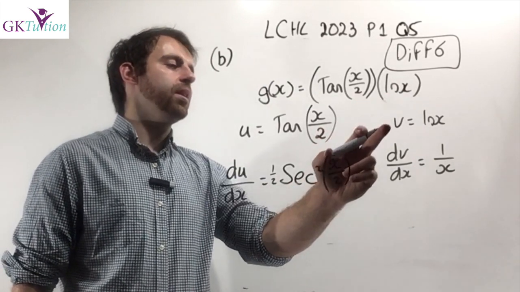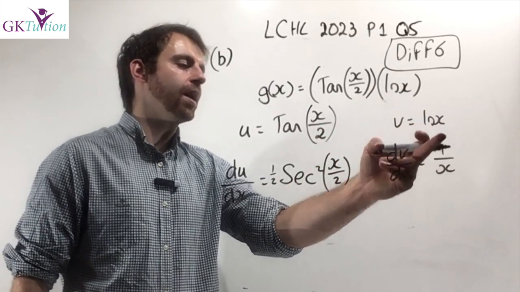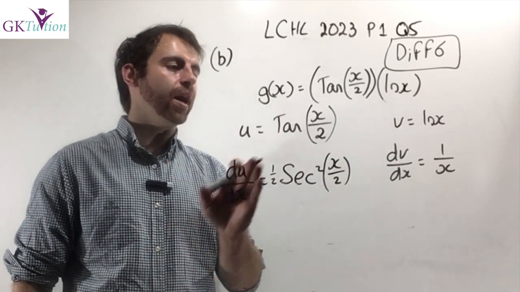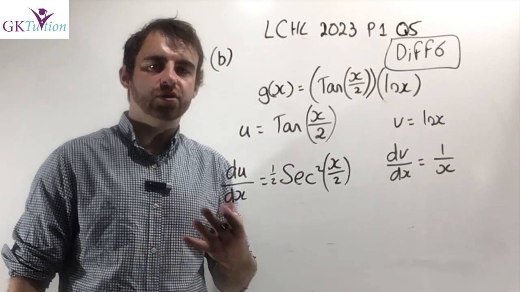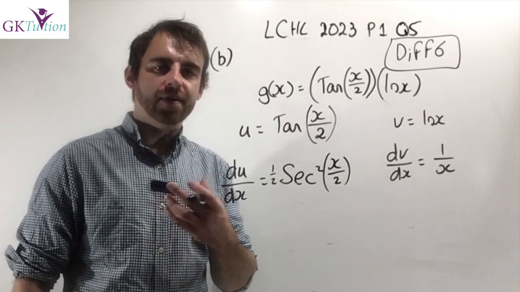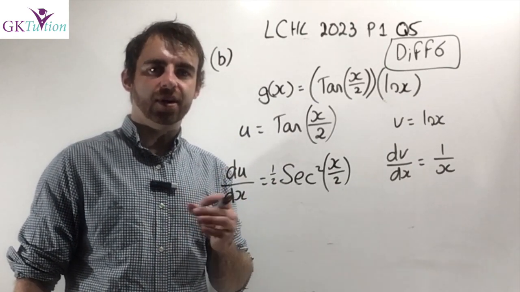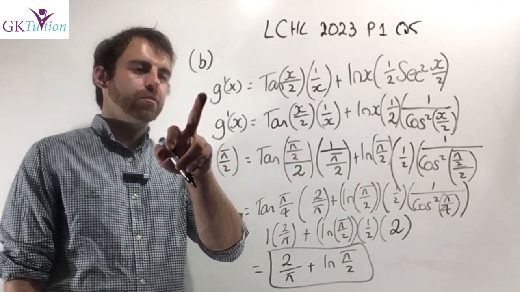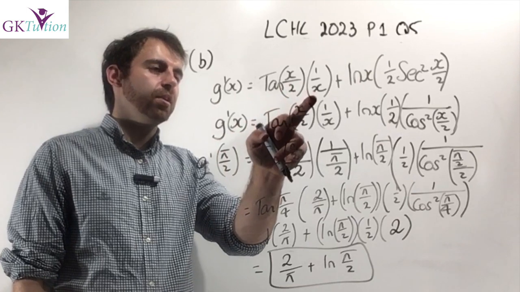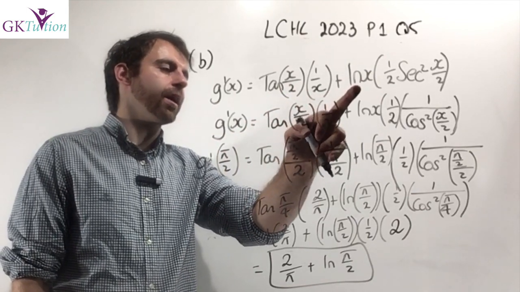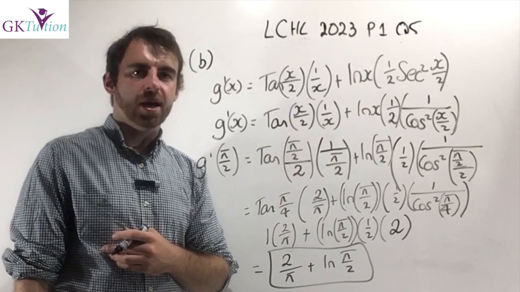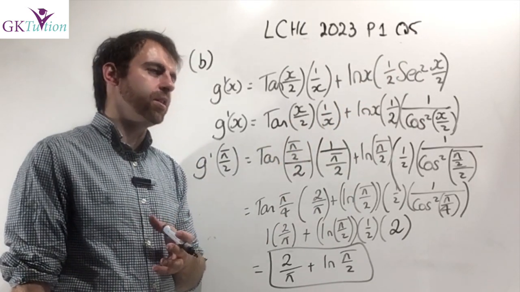And then our v is ln x. The derivative of ln x is simply 1 over x. So now that I have u, du dx, v and dv dx, I can just sub into the formula for the product rule and then try and manipulate it until I get to the final answer. So I've simply subbed into my product rule here. The first derivative is u times dv dx plus v, ln x, times du dx, which is a half sec squared x over 2. And now I just did a little bit of simplification.